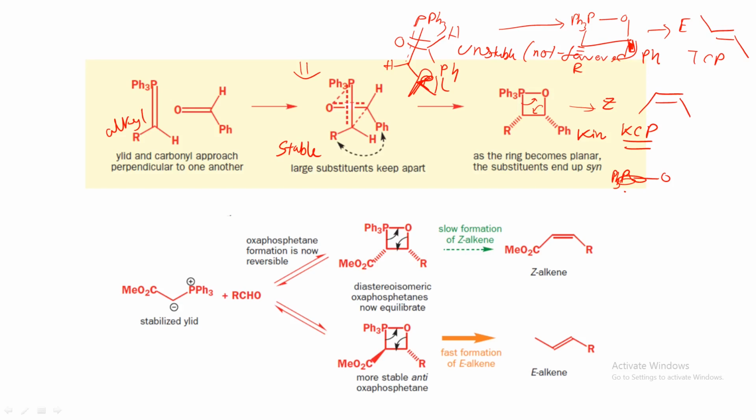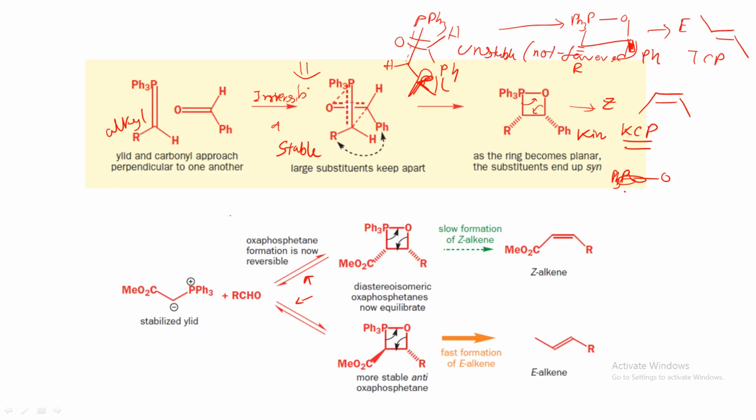But when we look at the stabilized ylide case, it is a reversible step. Meaning this can be formed again. The system can be driven back to this compound, meaning to the starting material. So here you can see it is a reversible step, and here it is irreversible. So that's how we can differentiate between the stabilized ylide and unstabilized ylide cases. So this is irreversible and this is reversible.